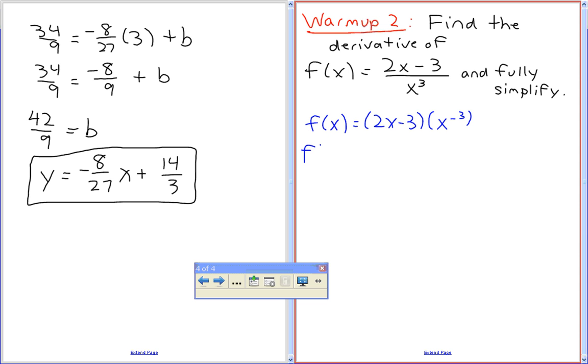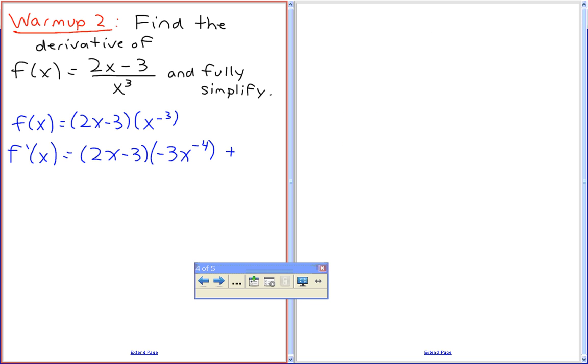So f prime of x is 2x minus 3, negative 3x, or negative 4, right, because I subtract from that. Okay, good. Keep going. What's the other half? Plus, yeah, there's 2. Good. So we'll squeeze that in one half. Are we somewhat comfortable with what just happened there?